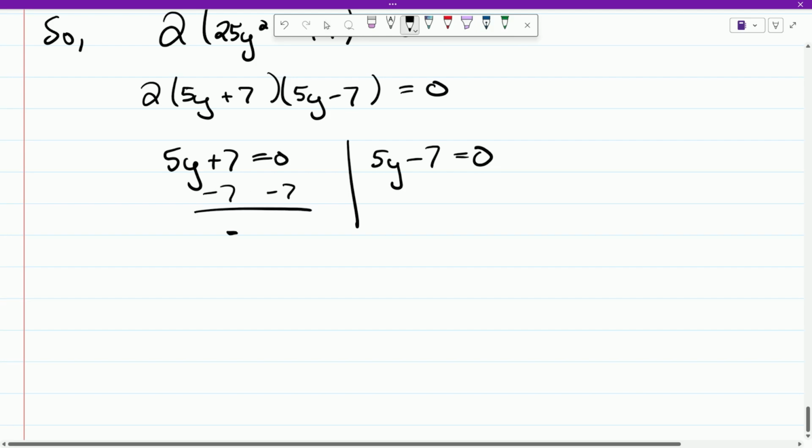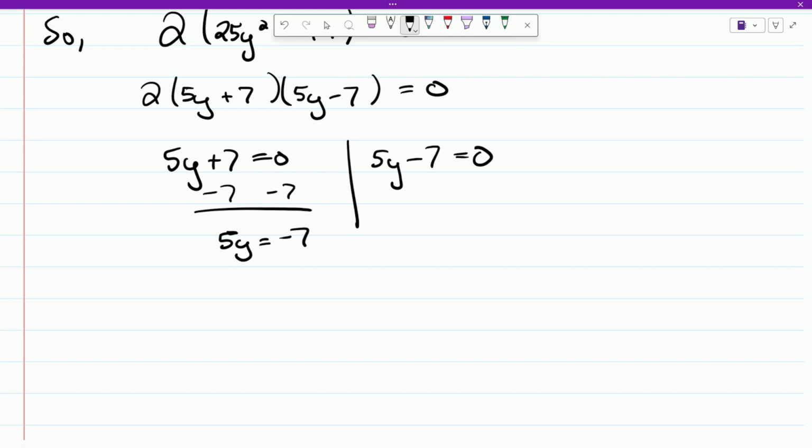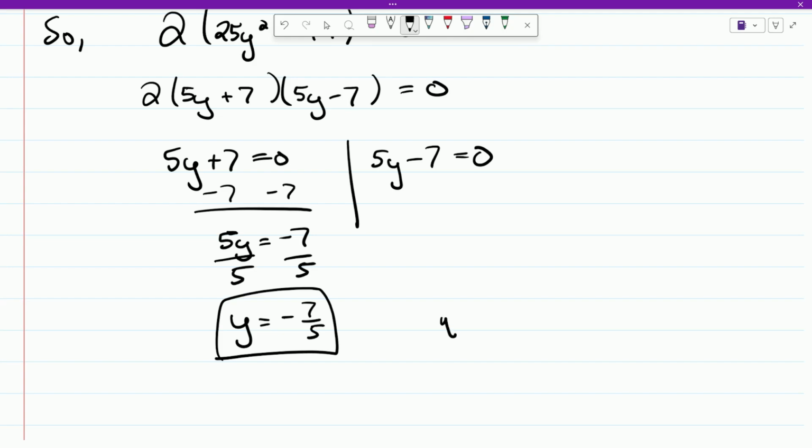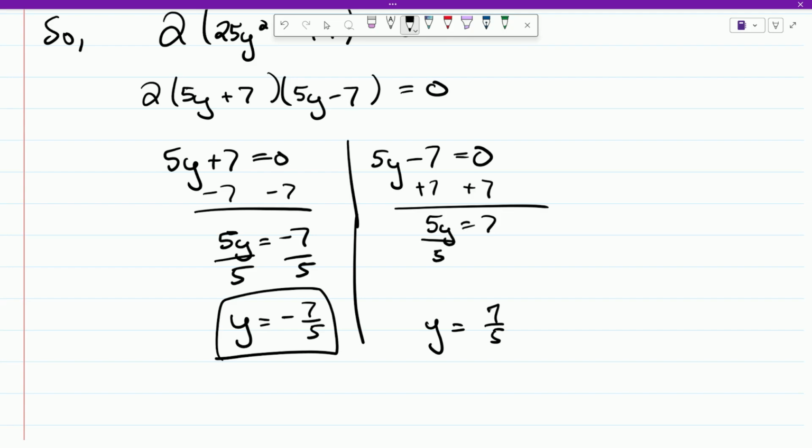Subtract 7 from both sides. You get 5y equals negative 7. Divide both sides by 5. You get y equals negative 7 over 5. Since these are conjugate pairs, we know the other answer is going to be y equals positive 7 over 5. And to verify that, we add 7 to both sides. That gives us 5y equals 7. Then divide both sides by 5 to give the positive 7 over 5, which is what we are looking for.